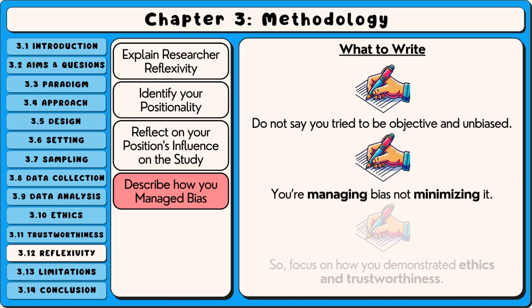However, you can manage your bias without having to try to appear objective. In other words, the intention here is to demonstrate that you have been professional, data-oriented, and rigorous rather than objective. So here, focus on how you demonstrated your ethics and trustworthiness in order to make sure that your study is of high academic standards, rather than trying to claim that you approached the research objectively.